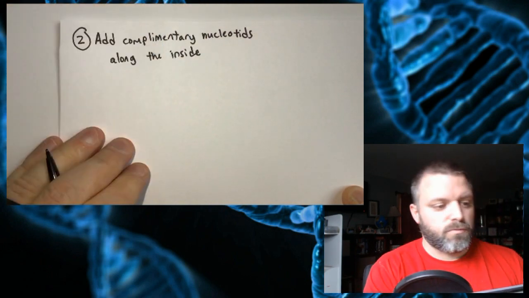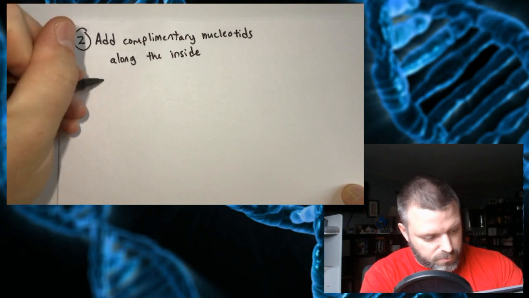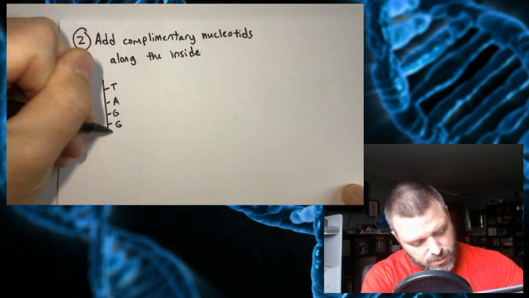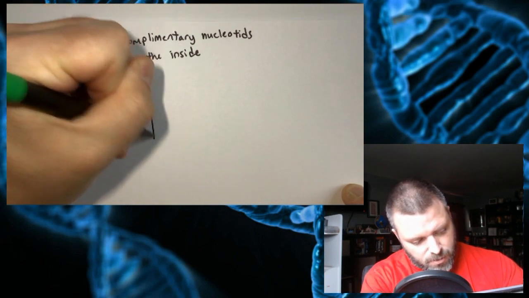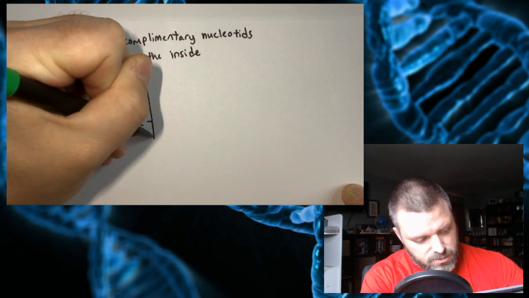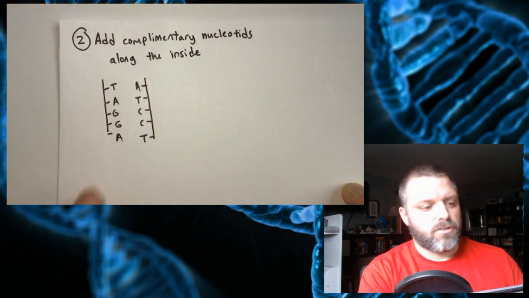So what we did is I'm going to redraw my two strands that I had previously. So I have my T, my A, my G, and my A. And on my other strand I have A, T, C, T. So there's my two strands there.